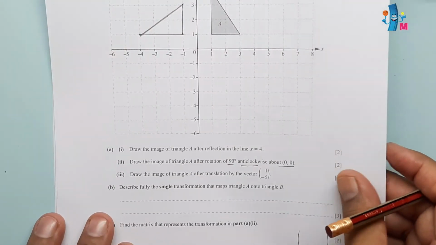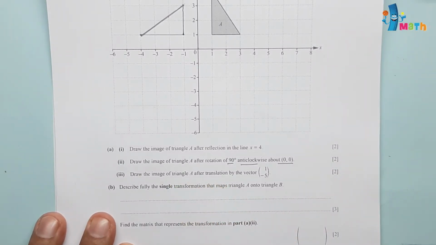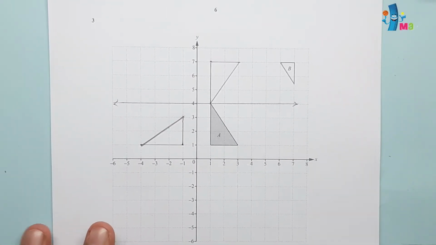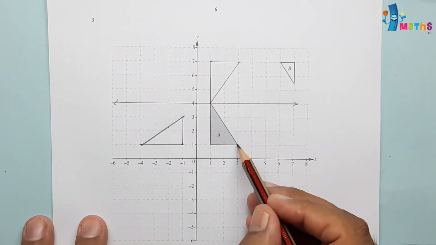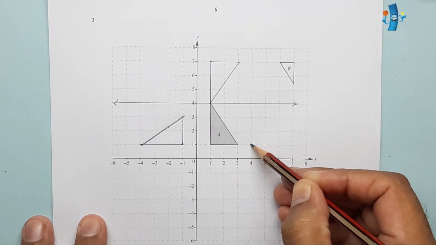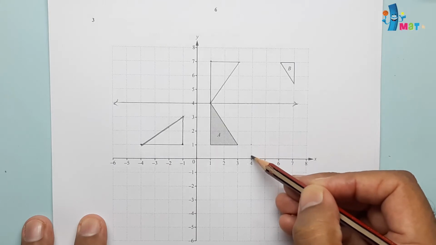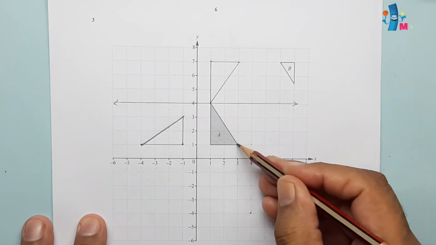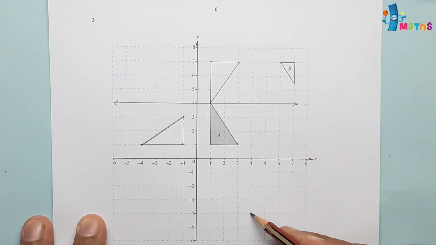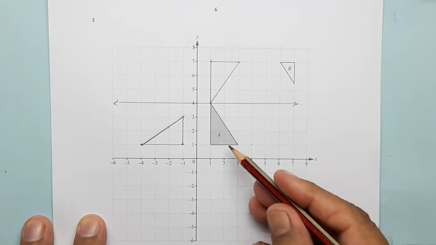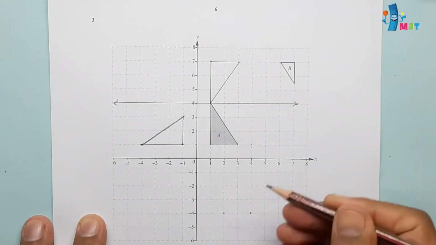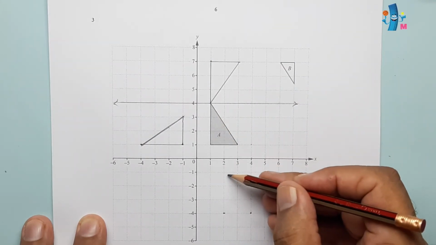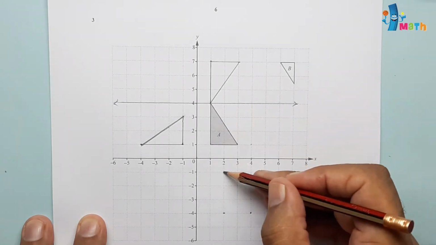Third part is draw the image of triangle A after translation by vector 1 and -5. So 1 unit will be x value, 1 unit right, and 5 units down because -5. So 1, 2, 3, 4, and 5. So this point will move over here. Similarly, this is 2 units, so we can take second point. This corner will be moving here, and this is 1, 2, 3 units, so 1, 2, 3. So this point will be moving over here.